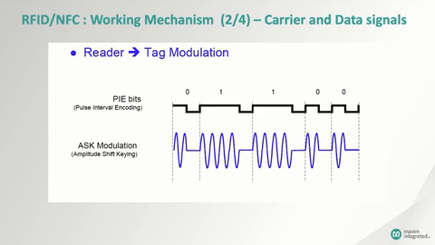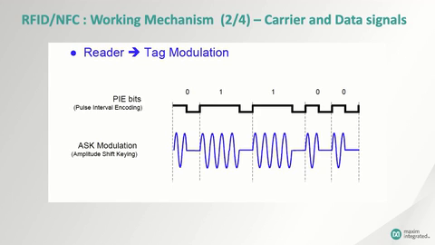In pulse interval encoding, a 0 bit is represented by a short on time followed by a short off time, and a 1 bit is represented by a longer on time followed by a short off time. Now, the modulator in this case is a simple amplitude shift keying modulator. It could be implemented by a voltage-controlled amplifier, or it might even be just a simple gate.